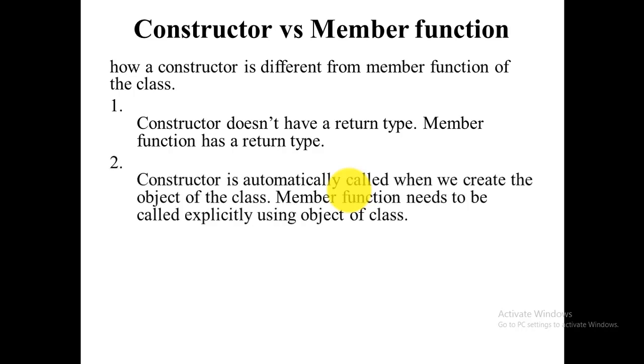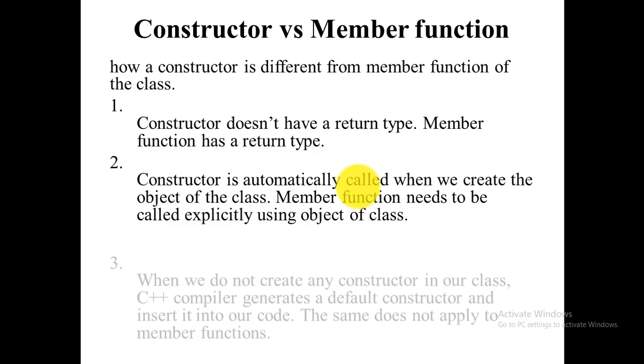Number 2, a constructor is automatically called when we create the object of the class. Member functions need to be called explicitly using the object of a class. Means when we create the object, the constructor will be automatically called. We never need to call it. While on the other hand, with member functions, when we create the object, they are not called, but we have to explicitly use the object and then by using the dot operator we call the member function. So this is the second difference between the constructor and member functions.